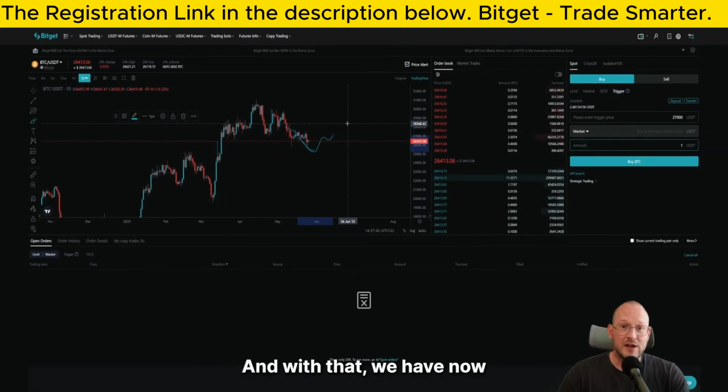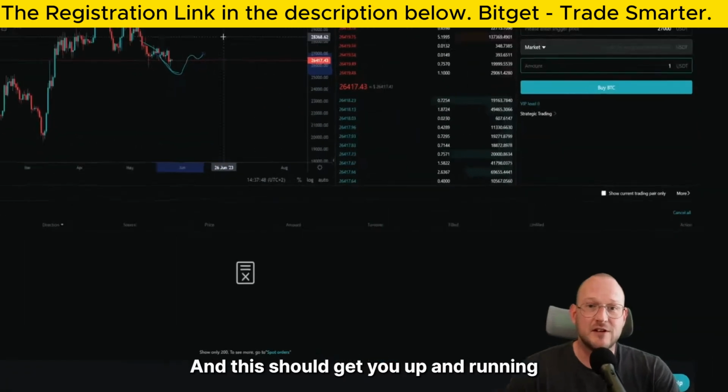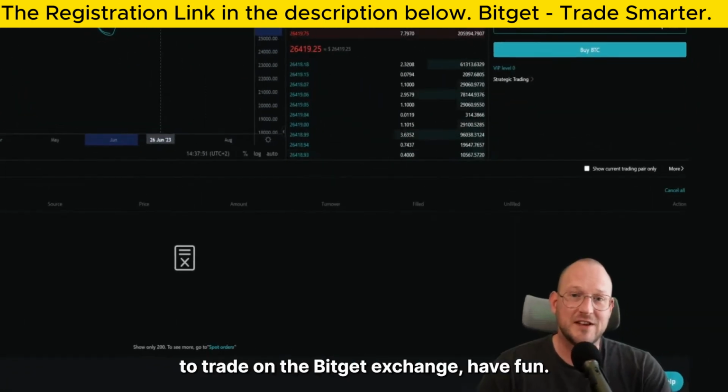And with that, we have now all the most important order types covered, and this should get you up and running to trade on the Bitget exchange.